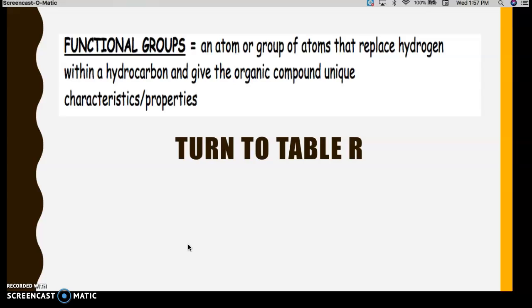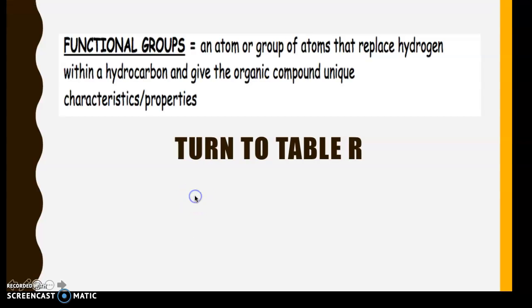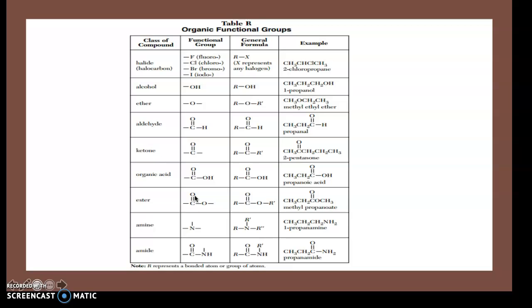For you to be able to do this, you need to turn to Table R. Table R is your best friend. So I'm going to go ahead and click over to my Table R here. Once again, this unit, organic, is very based on the reference tables. If you have it, it makes your life a whole lot easier.